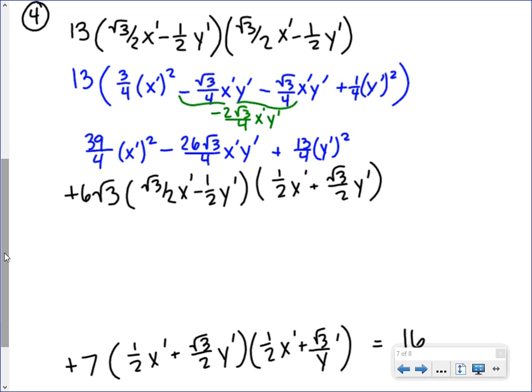I could reduce this middle one, like 26 and 4 are both divisible by 2, so I could write 13 halves. But I'm going to leave it there because what if something else in the x prime, y prime term has a denominator of 4? Then I won't have to re-get the common denominator. So I'm going to leave it alone until I start canceling things out. Again, holler at me if there's a question or a concern.